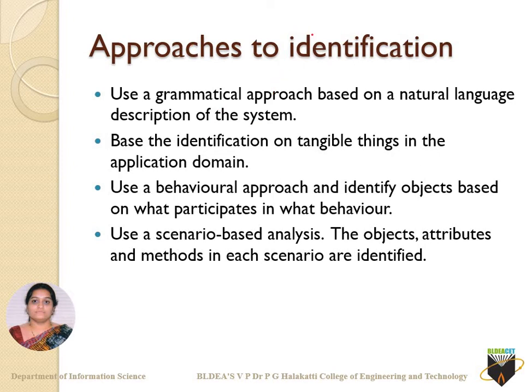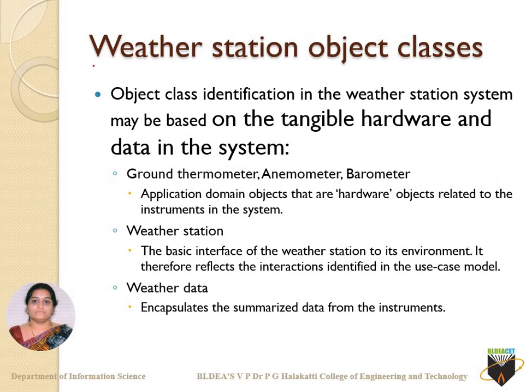Base the identification on tangible things in the application domain. Use a behavioral approach and identify objects based on what participates in what behavior. Use a scenario-based analysis, where the objects, attributes and methods in each scenario are identified. Now, for example, if I am going to devise the weather station object classes, several things are required. One is the ground thermometer, one more is the weather station, one more is the weather data. The ground thermometer can also be an anemometer or barometer.